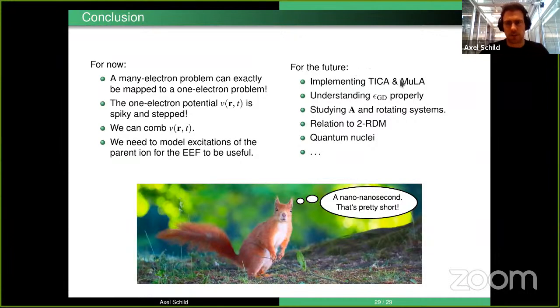And now in the future, we just want to implement this and test it a little bit. And then there are many, many open questions, like how do we treat quantum nuclei? How do we get a better feeling for the vector potential or the gauge-dependent part? Or how, for example, also related to yesterday's talk, how we can connect the theory to the reduced density matrix formalism. Yeah, and with this, I would like to stop, and I'm looking forward to your questions.